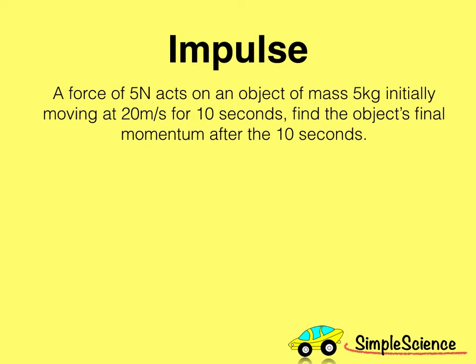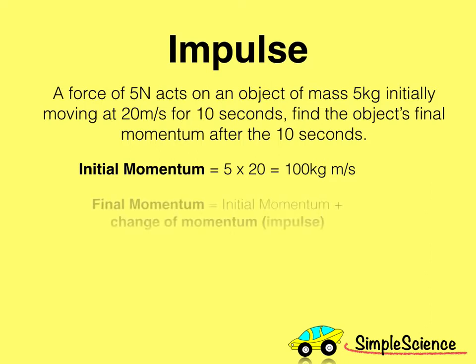Good. Now let's look at a quick example. A force of 5 newtons acts on an object of mass 5 kilograms initially moving at 20 meters per second for 10 seconds. So that force, 5 newtons, acts for 10 seconds on this object. Find the object's final momentum after 10 seconds. First of all, we have to find its initial momentum. That is 5 multiplied by 20, which gives you 100 kilogram meters per second.